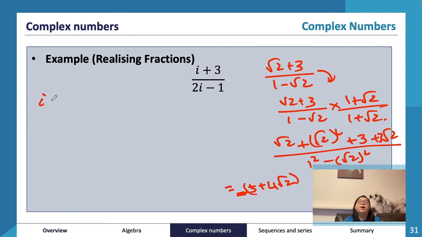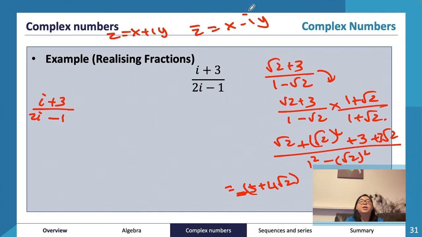So when we have i plus 3 over 2i minus 1, we times it by something called the conjugate of it. Now, the conjugate of it, if we have x plus iy equals z, the conjugate of that is now going to be x minus iy, right? So it's just changing the imaginary component, negating that. So we can times that by 2i. Yeah, we can times it by 2i plus 1 as well.